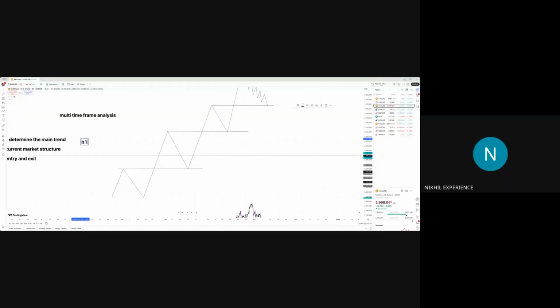Then your second time frame, where you look for the current market structure, could be the 30 minutes time frame or 15 minutes time frame. The 30/15 minutes time frame.